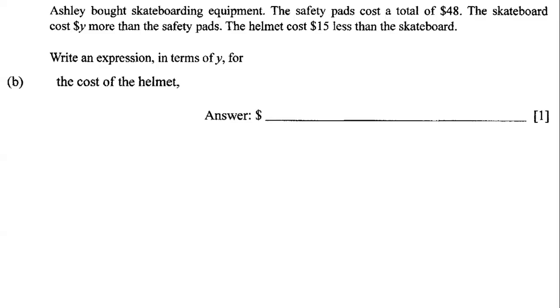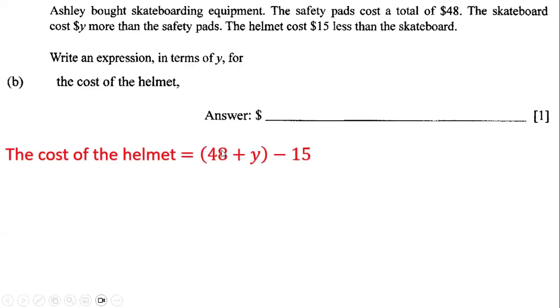For the second one, we want the cost of the helmet. The cost of the helmet is $15 less than the skateboard. We know that the skateboard is 48 plus y. Subtract 15. 48 minus 15 is 33. So it's going to be 33 plus y. Right? So that's the answer for that one.